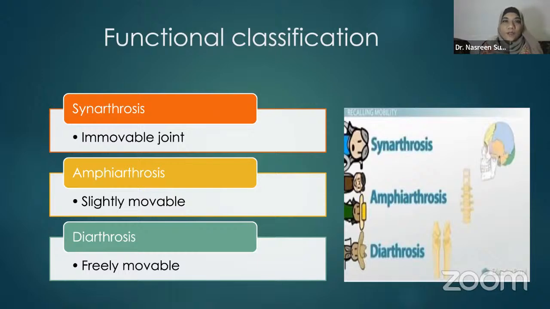Now coming to the functional classification. How are joints classified based on their function? Function means what? What is the function of a joint? Why is a joint present? First you tell me why a joint is present. Is there any requirement of a joint?